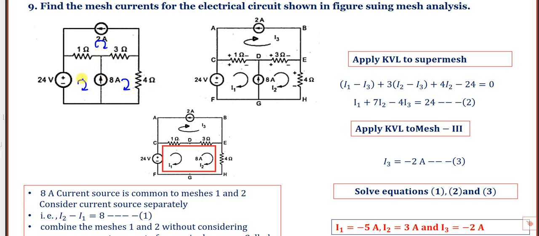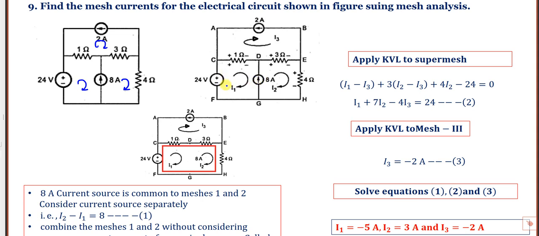I cannot apply KVL for mesh 1 because there is a current source. I cannot apply KVL for mesh 2 because there is a current source. I cannot apply KVL for mesh 3 because there is a current source. Then how to solve this problem? Three meshes means three equations are required. I cannot write for any one. So the solution is you have to go for super mesh. First identify where is the super mesh. The super mesh is between mesh 1 and mesh 2, where there is an 8 amp current source.